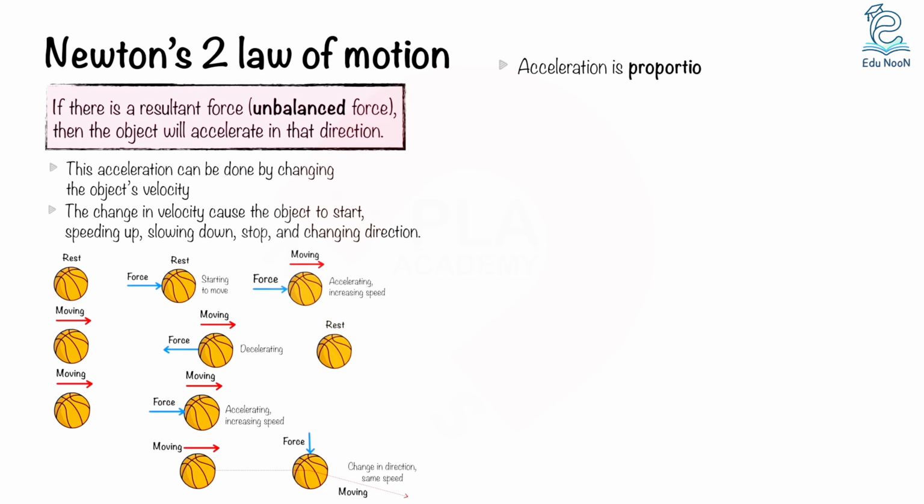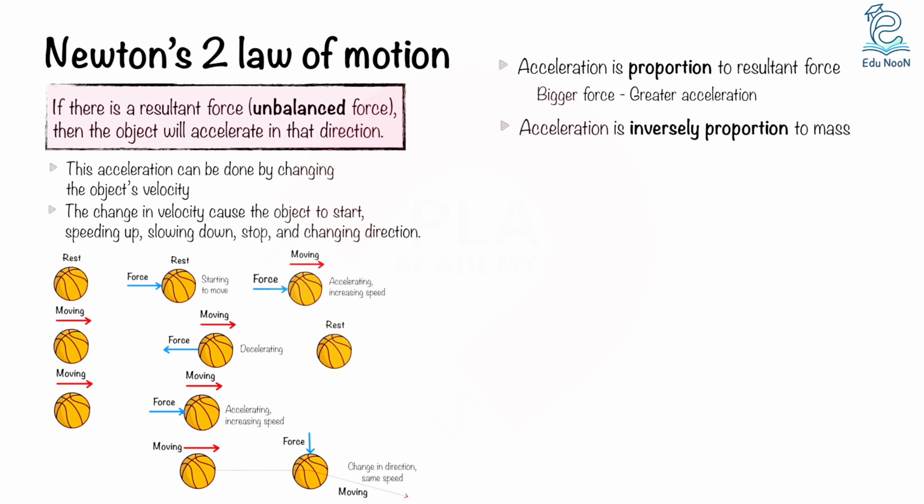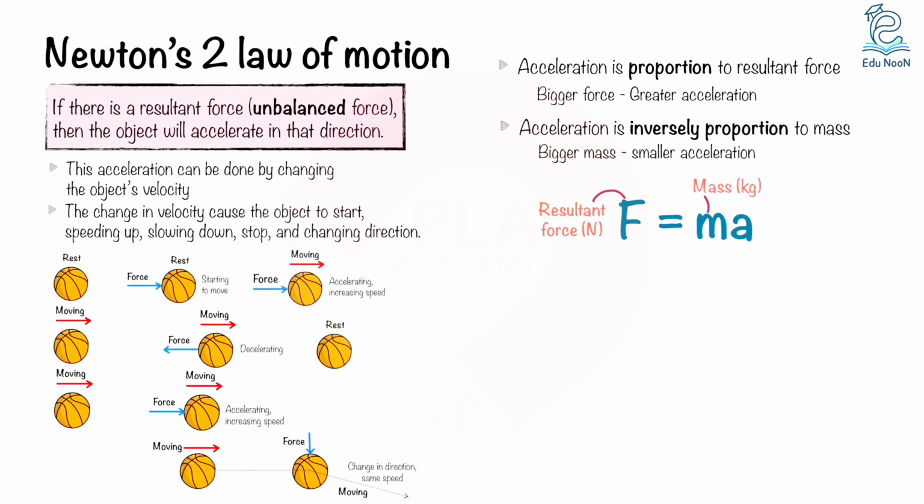The acceleration of an object is directly proportional to the resultant force. The bigger the force, the greater the acceleration. The acceleration is inversely proportional to the mass of the object. The bigger the mass, the smaller the acceleration. This can be expressed mathematically as F = ma, where F is the resultant force in newtons, m is the mass in kilograms, and a is the acceleration in meters per second squared.